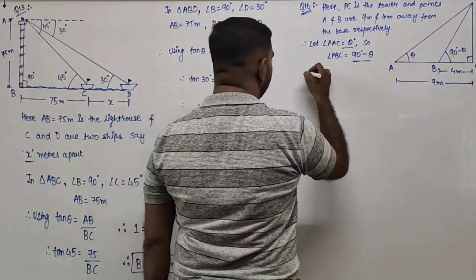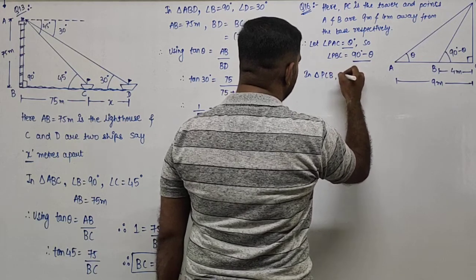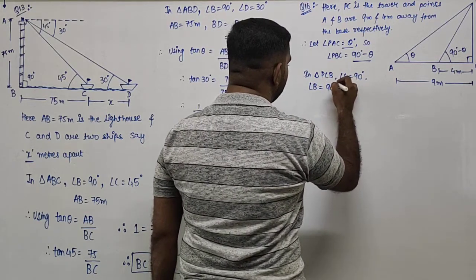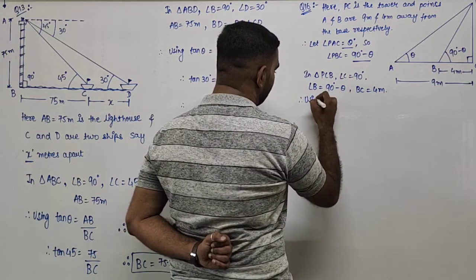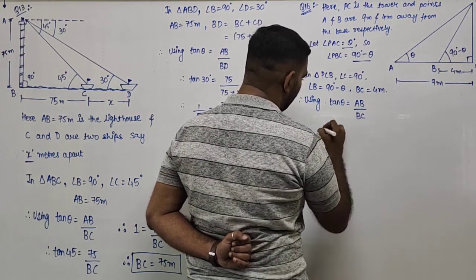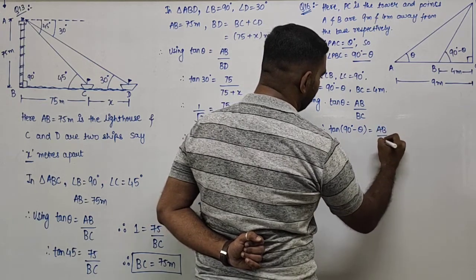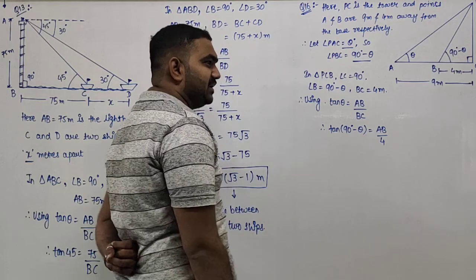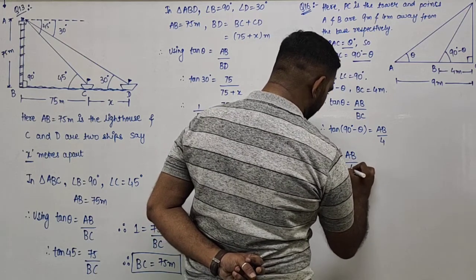There are just two triangles. In the first one, I will take the smaller triangle PCB. Angle C is equal to 90 degree, angle B is equal to 90 degree minus theta, and BC is equal to 4 meter. Therefore, using tan theta is equal to AB upon BC, tan of 90 degree minus theta is equal to AB upon 4. Remember, what is tan 90 degree minus theta? In chapter 8 we had the complementary angles, that is cot theta. So cot theta is equal to AB upon 4.